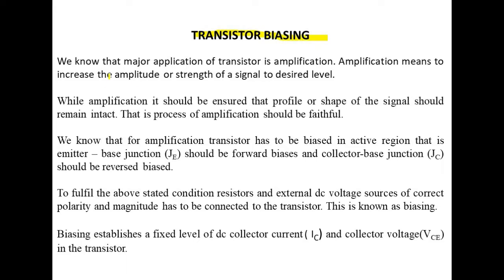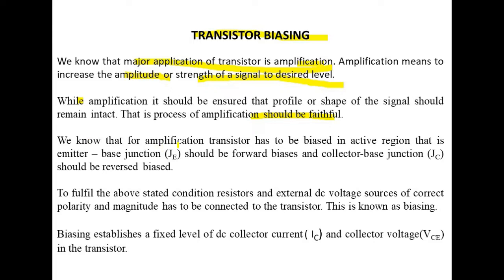Transistor biasing. We know that the major application of a transistor is amplification. Amplification means to increase the amplitude or strength of a signal to a desired level. While amplifying, it should be ensured that the profile or shape of the signal remains intact. That is, the process of amplification should be faithful.